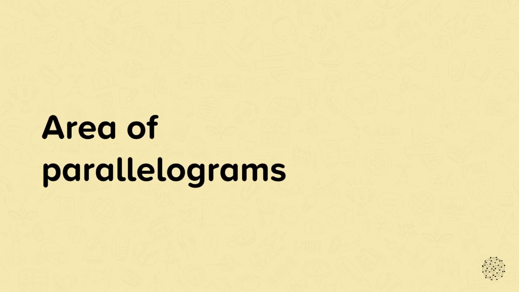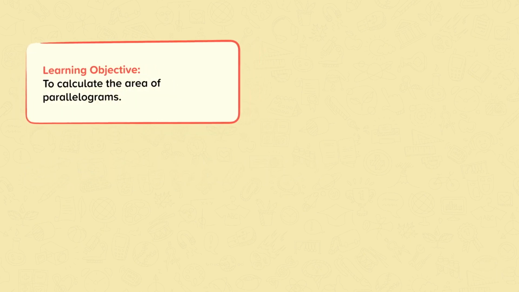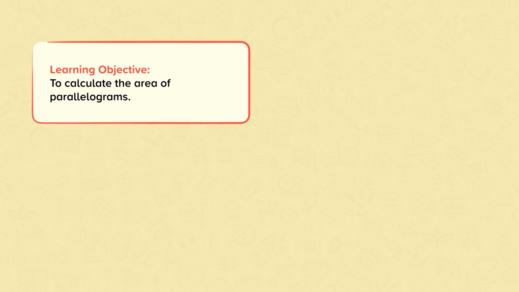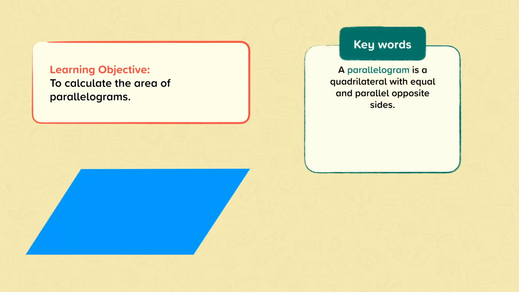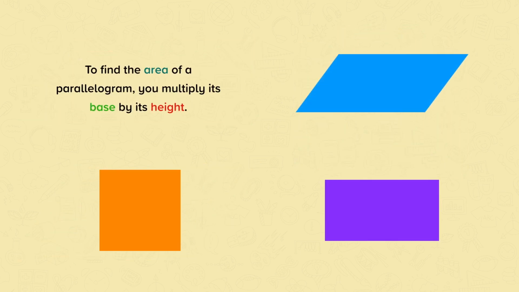Area of Parallelograms. In this nugget, we're learning to calculate the area of parallelograms. A parallelogram is a quadrilateral with equal and parallel opposite sides. Area is the amount of space taken up by a 2D shape. To find the area of a parallelogram, you multiply its base by its height.